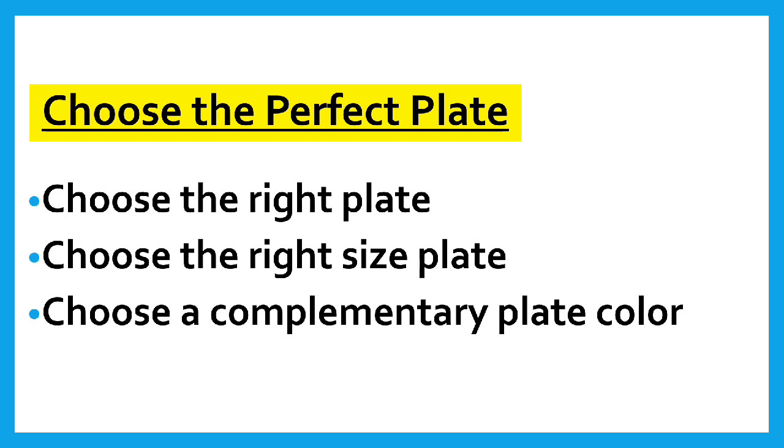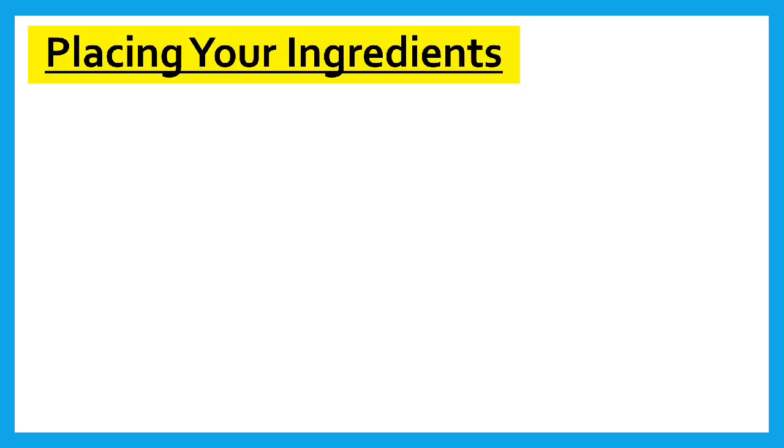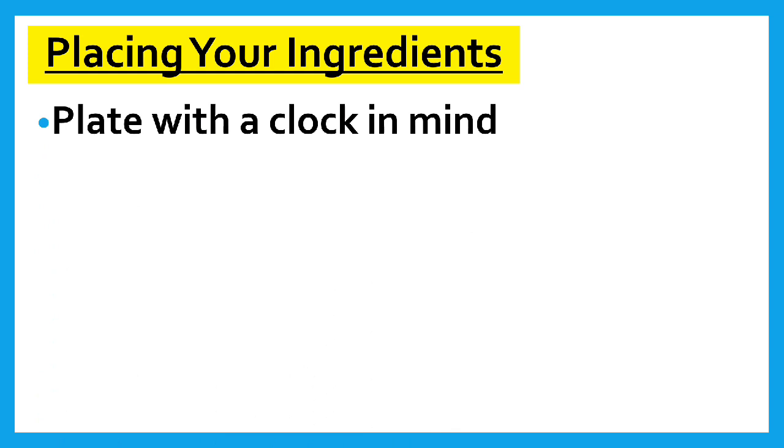Choose a complementary plate color. The color of your plate is also significant. White plates are popular because they create high contrast and provide a neutral background for your colorful creations. Placing your ingredients. Plate with a clock in mind. As you begin plating your ingredients, picture the face of a clock. From the diner's point of view, your protein should be between 3 and 9, your starch or carbohydrate from 9 and 12, and your vegetable from 12 and 3.